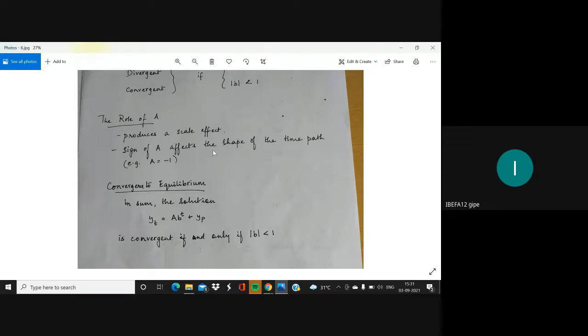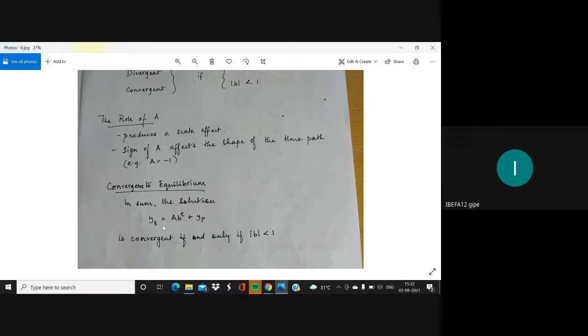But basically it affects the shape of the time path, in the sense of whether you are seeing it on the negative axis or the positive axis. Okay. So A will produce a scale effect. It will either magnify the impact of B raised to the power T or it will subdue or dampen it.